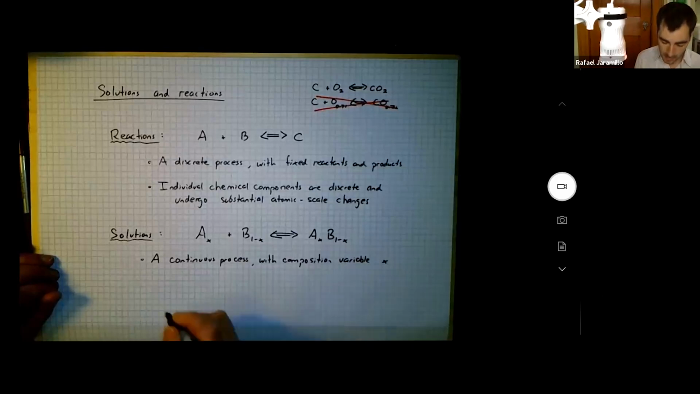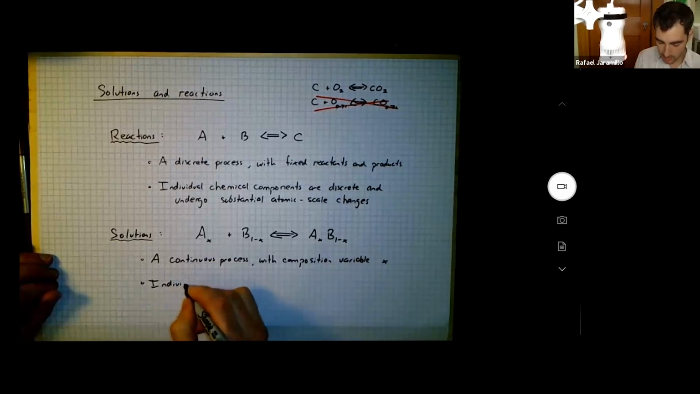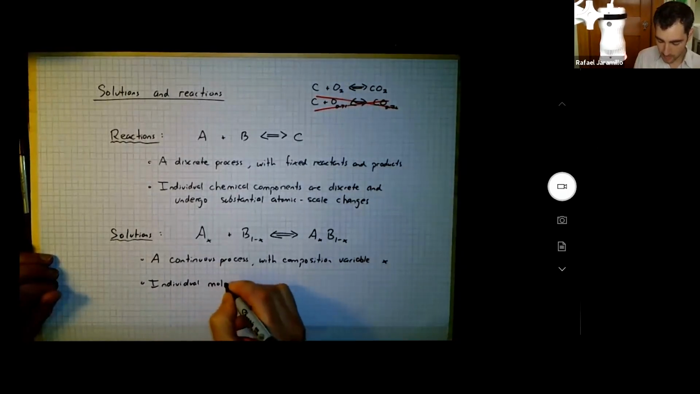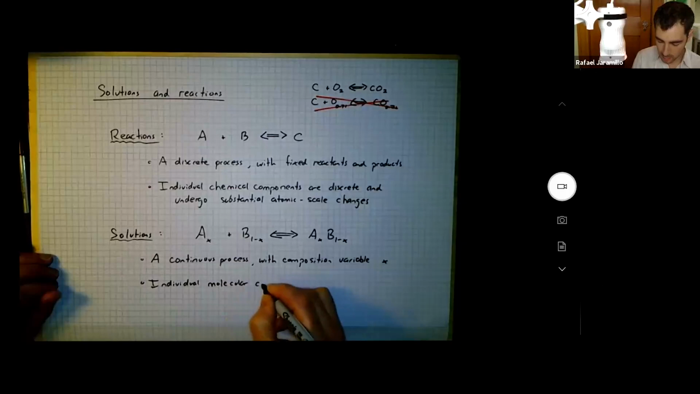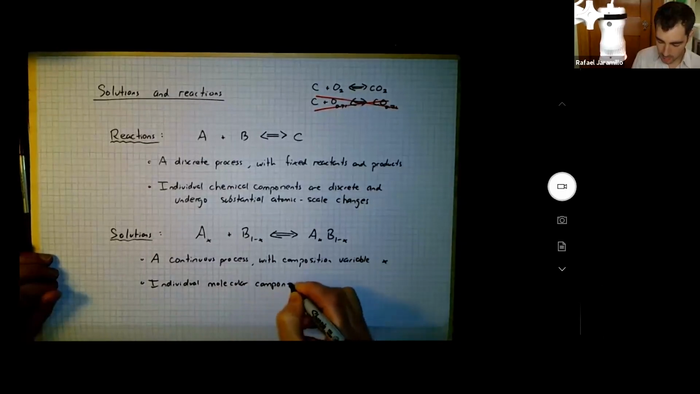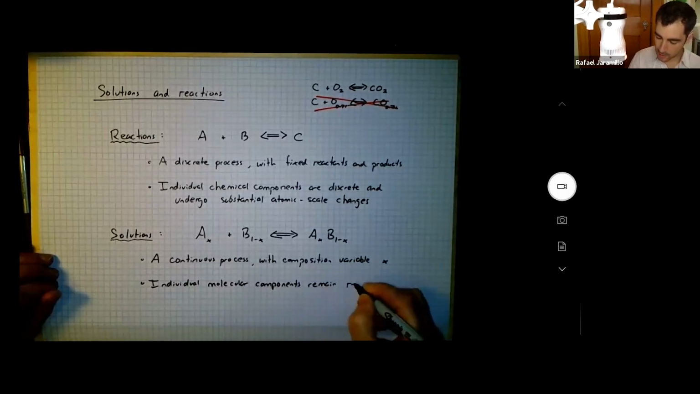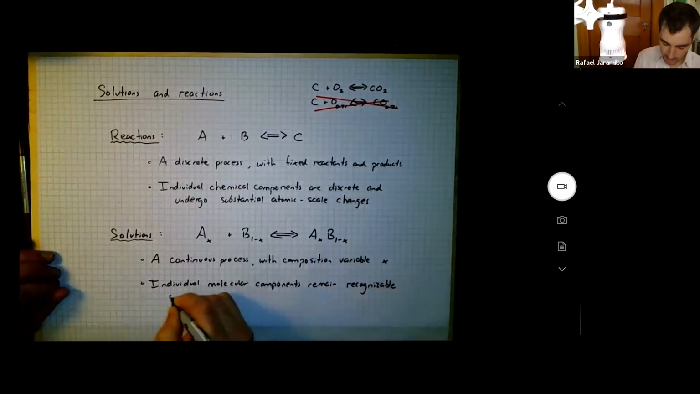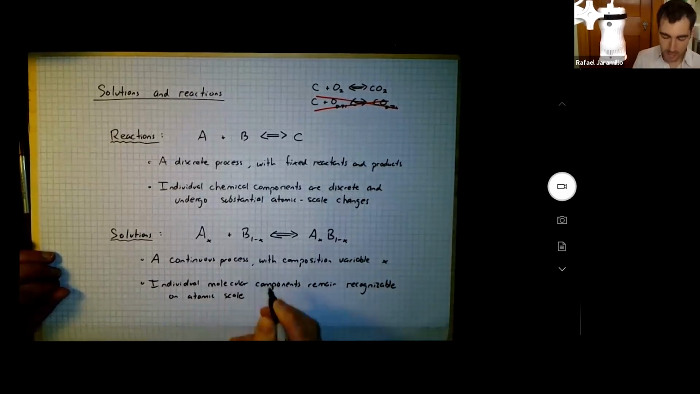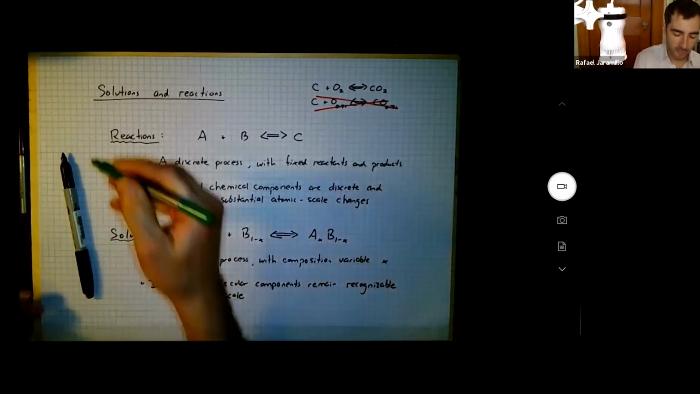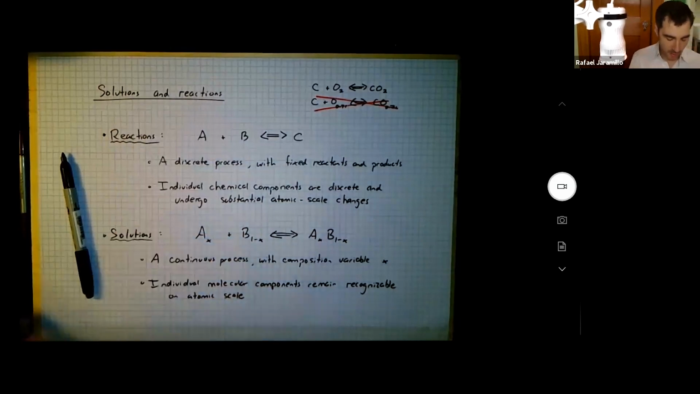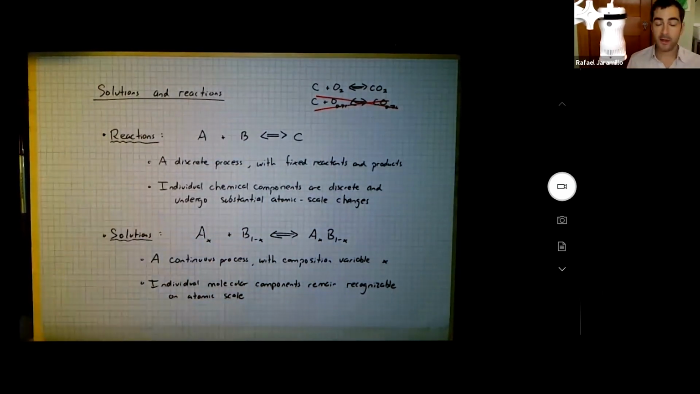Right. And this is sort of a qualitative thing, but you can say that the individual molecular components remain recognizable on atomic scale. So I'm not going to say too much more about solutions versus reactions until we work on reacting solid gas systems in a couple weeks.